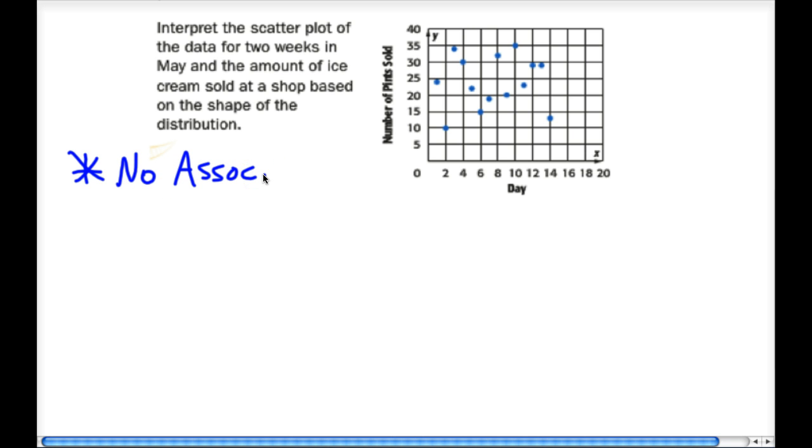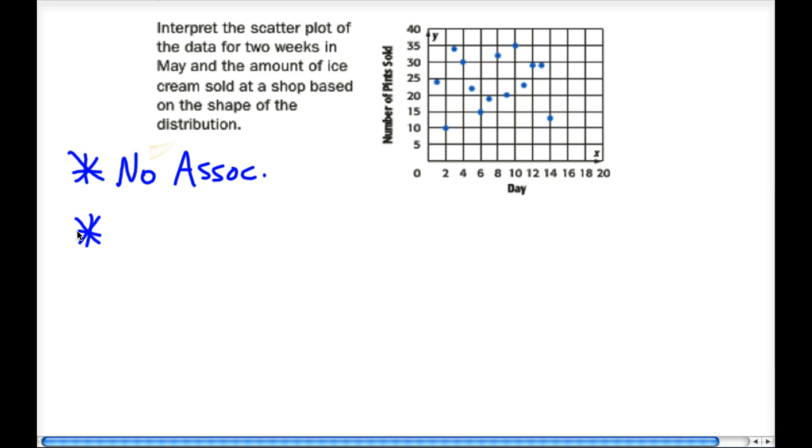On day 2, they only sold 10 pints of ice cream. On day 1, they sold almost 25. On day 3, they sold almost 30. You know, day 2 must have been maybe a Monday or a day that people don't go buy ice cream.